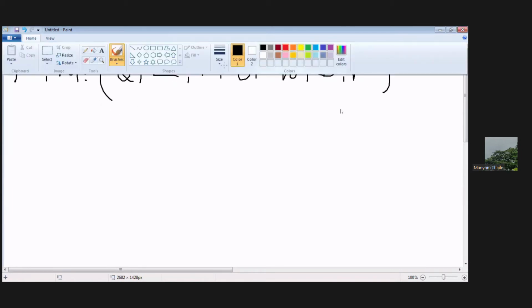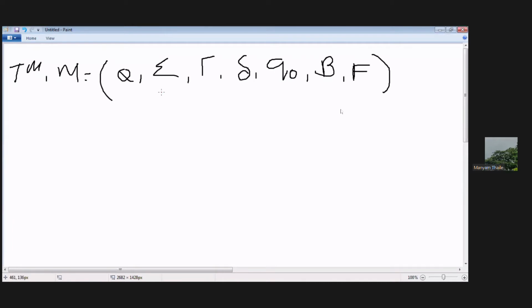Some of the items you know already. What is Q? Q is a set of states. Sigma is the input alphabet. Tau and delta we will see. Delta is the transition function, and q naught is the initial state. B is the blank symbol and F is the set of final states.